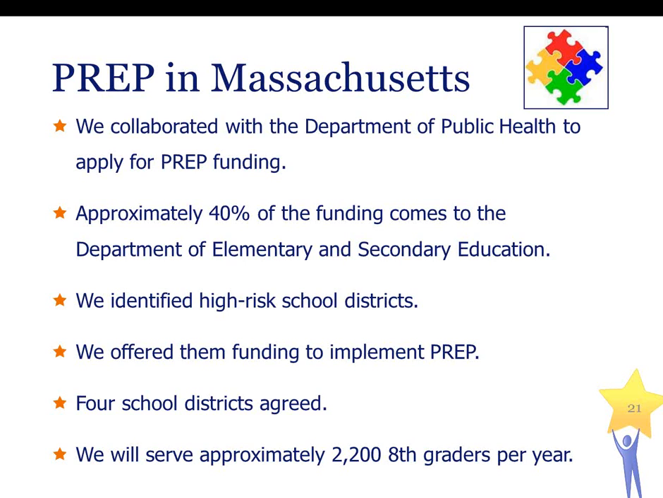So there were 9 districts that fell into this category. 4 of them agreed in the end to be part of PrEP. And I'll talk more about how we made this decision, but we decided to work with middle school students. And we believe that we will be able to serve 2,200 8th graders a year in these middle schools in 4 districts. Collaboration is challenging, and it's just as challenging at the state level as it is at the local level. So this has not been an easy process.